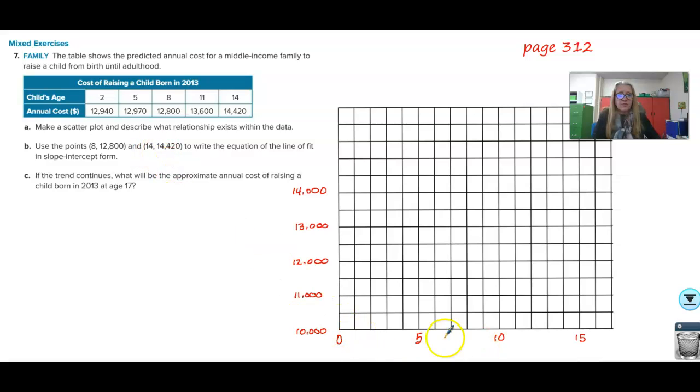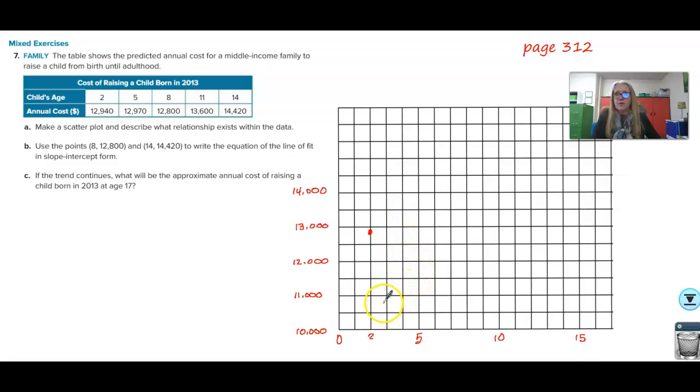Down here is the number of years the child's been alive, and this is the amount of money you've spent on this axis. So at age 2, and this is 1 and this is 2, you would have spent $12,940. $12,900 would be very close to $13,000, so we're going to put a dot there.